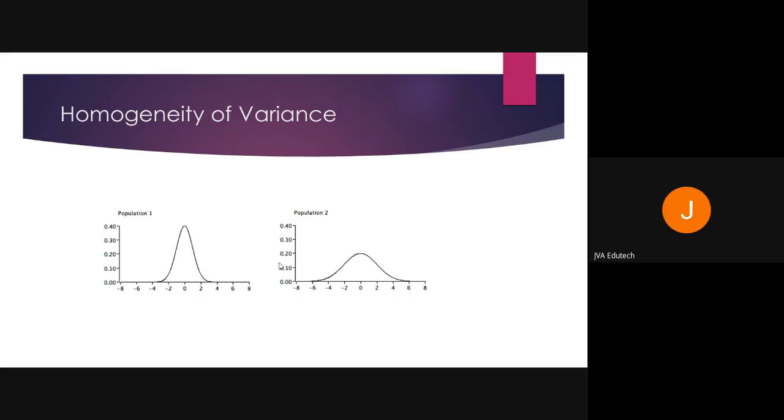Second, the homogeneity of variances. See, in both the cases, if you see, there is a normal distribution. Population 1 and population 2. This is normally distributed and the second one is also normally distributed. But is there any problem with population 1? What is that problem? The average height is, I think, more in population 1 than in population 2.